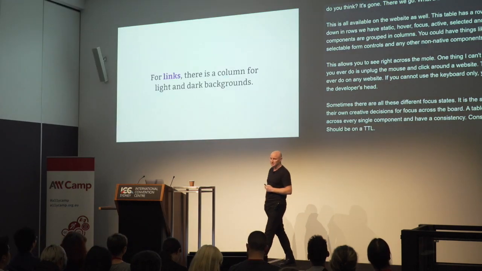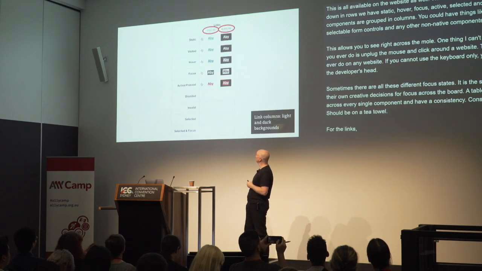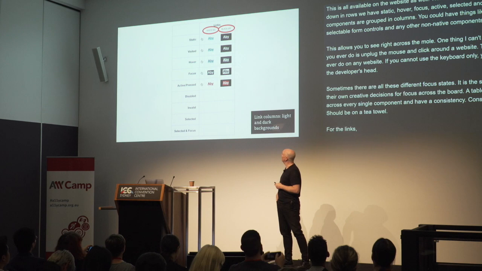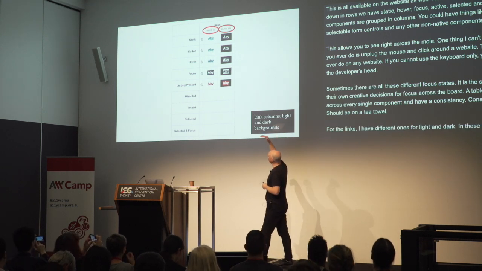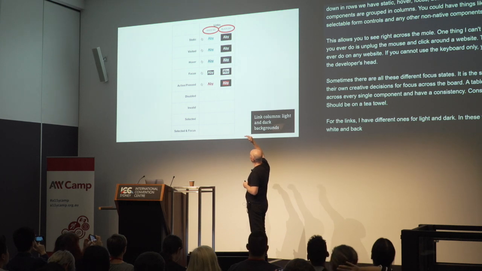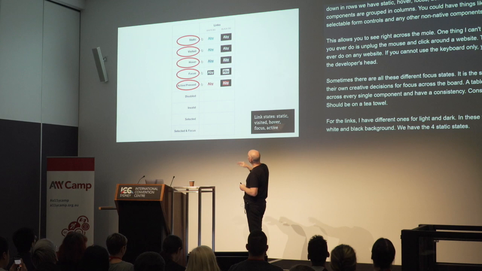Right, let's talk about links first. So for the links, I have different ones for light and dark. So in these first two columns, we have links on a white background and on a black background. And you can see we have them for static, visited, hover, focus, and active or pressed. So we're going well. And they're the different states of them.